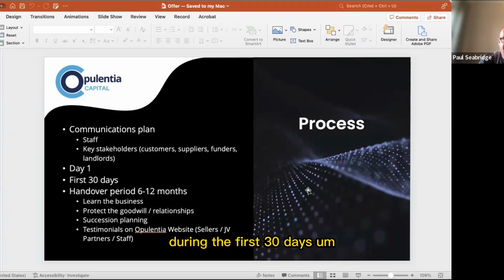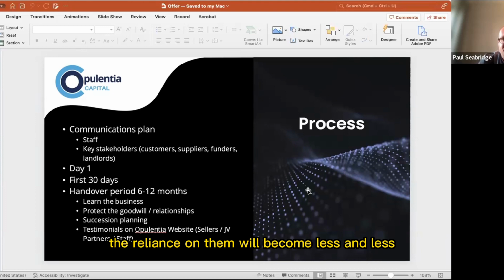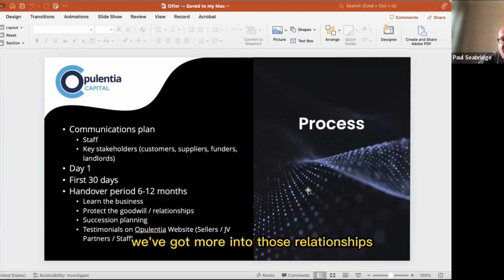During the first 30 days, it's really us trying to understand how the business operates in quite some level of detail. And then a handover period typically tends to take 6 to 12 months, where during that period of time, at the beginning, it can be very full on and they'll continue to run the business day to day. But as time ticks on, the reliance on them will become less and less as we start to learn the business. We've got more into those relationships and we've protected that goodwill. We've obviously identified a successor.